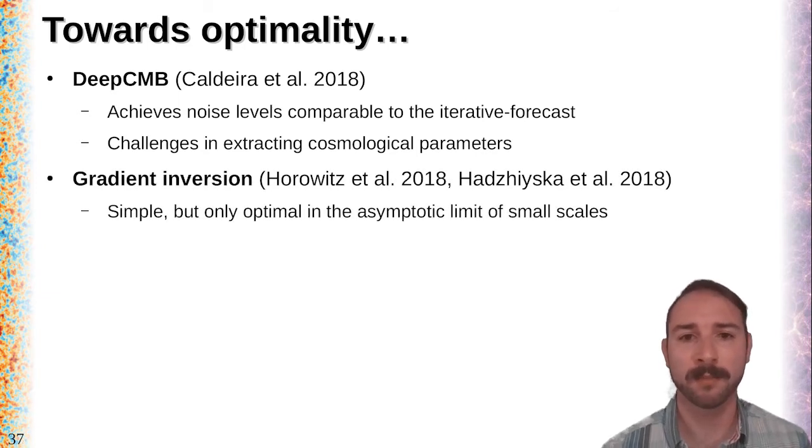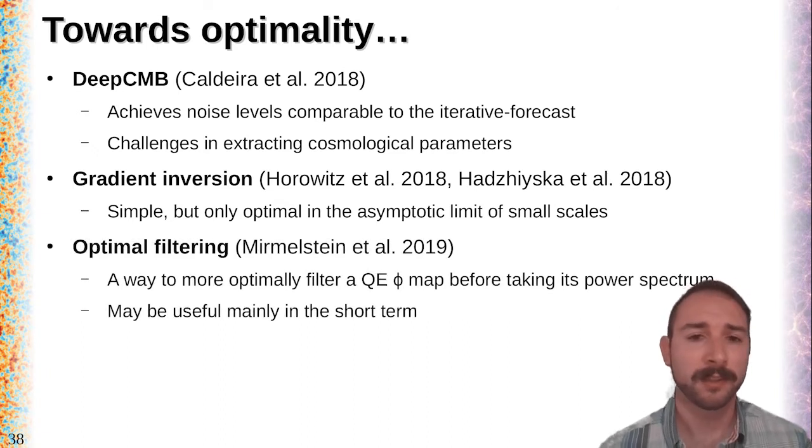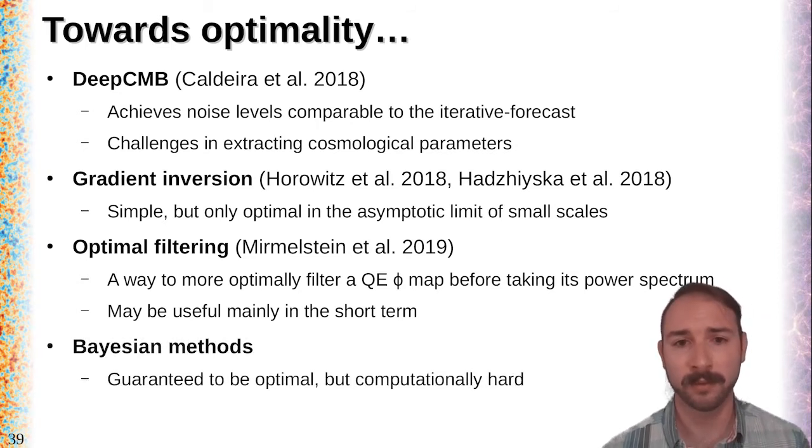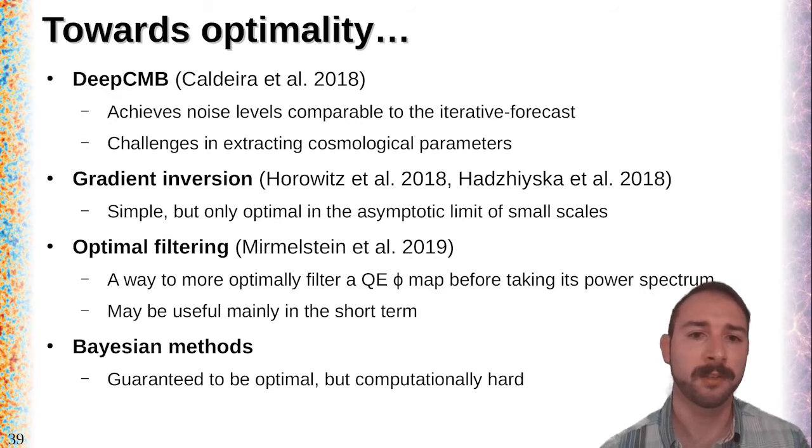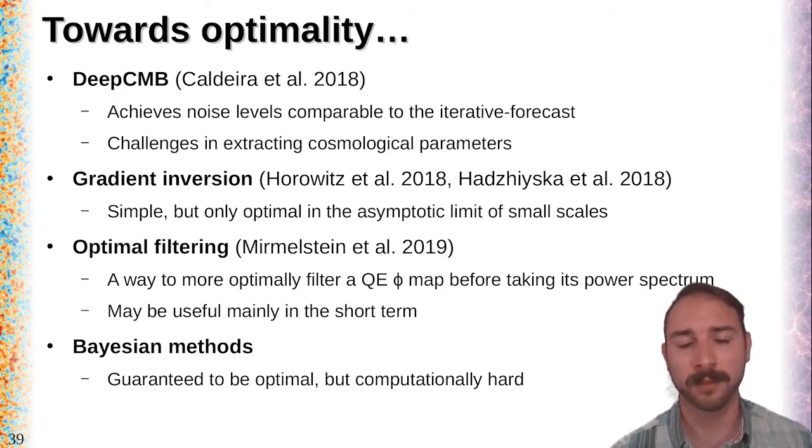People have tried to just write down better estimators, but the issue there is that you only get simple analytic formulas in various asymptotic limits. Here, we want something that basically works everywhere. There are different pieces of the quadratic estimator analysis that have been optimized, for example, the optimal filtering in the paper that you see here. But again, that's just a piece of the whole thing. The one really guaranteed way to get the optimal answer is to do the full Bayesian solution, in which case you're guaranteed to be optimal, but it can be quite computationally hard. So what I want to show you is basically that we can solve that computational challenge.